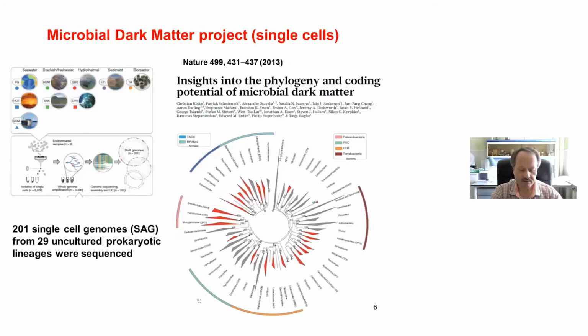Okay, so here you can see some scientific results of application of metagenomics and single-cell genomics in environmental microbiology. The first is the so-called Microbial Dark Matter project. Here, about 200 single-cell genomes from 29 uncultured prokaryotic lineages were sequenced, and the work was published in Nature. You can see its title is Insights into Phylogeny of Microbial Dark Matter. Microbial dark matter is these uncultured prokaryotic lineages.